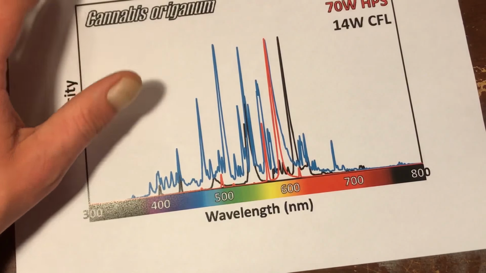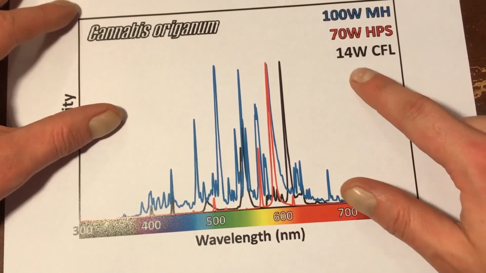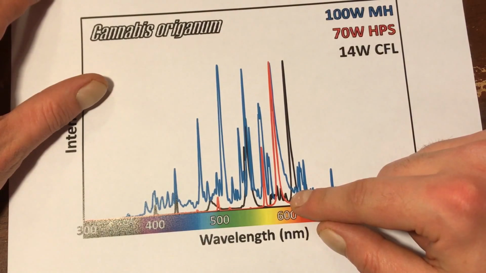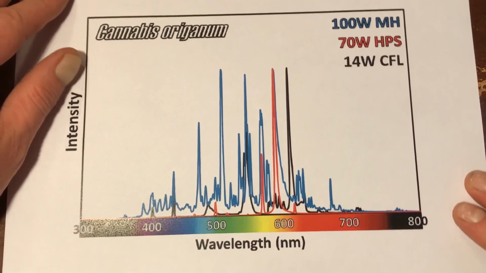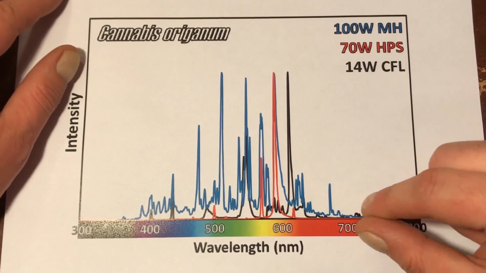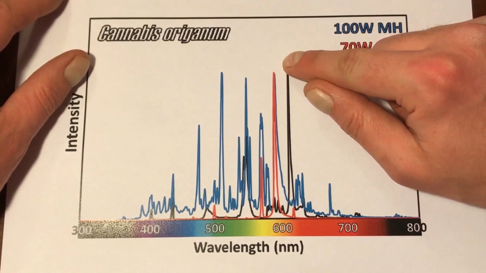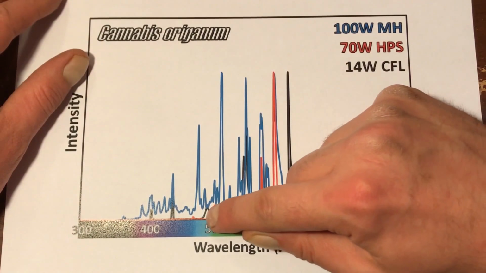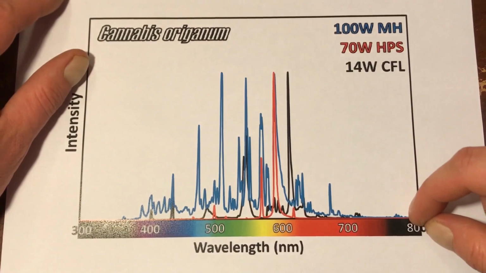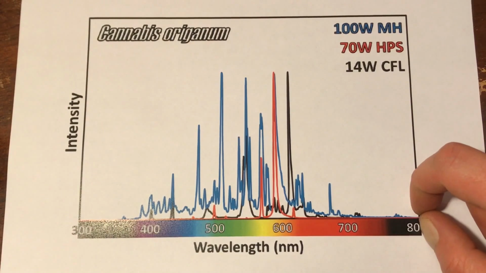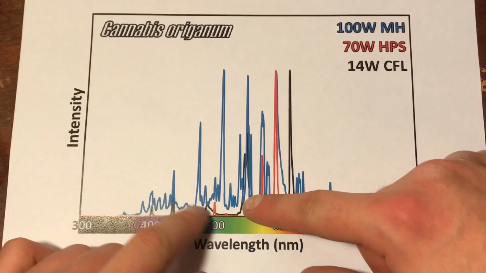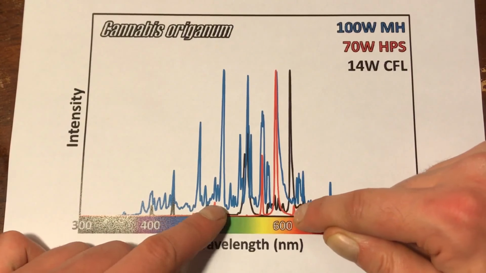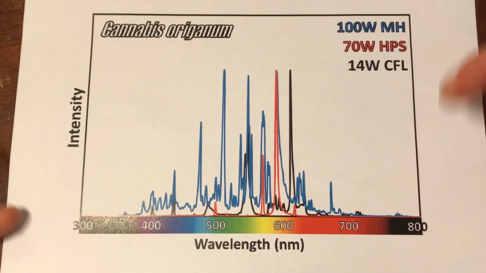And then the third common one we see, which is the compact fluorescent here in black. And they're all overlaid, so they might be a bit difficult to see. But again, it's the same story. We have this very large peak as our main intensity. Has this bit of a double peak here and a little bit of scattered stuff around. I would say it's a broader spectrum than HPS, but not as broad as the metal halide. So there you go.